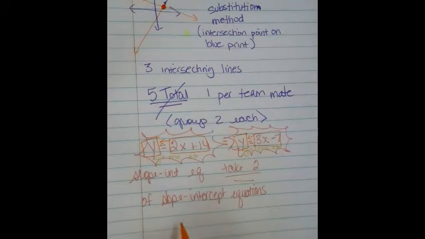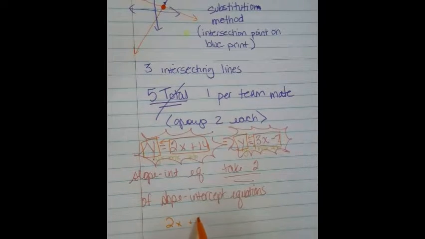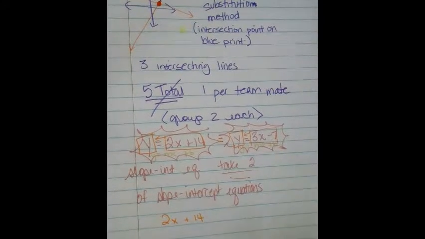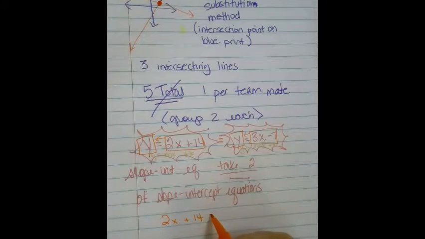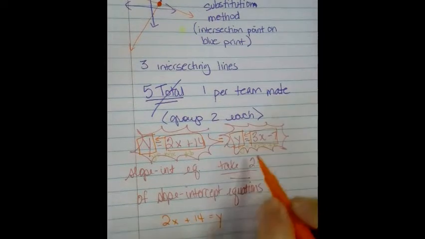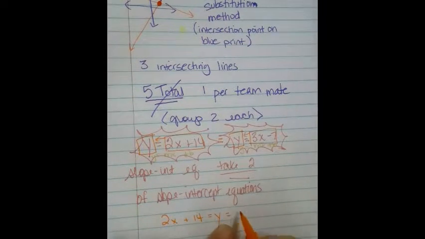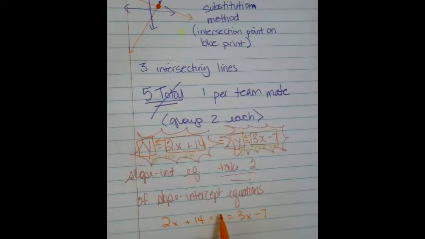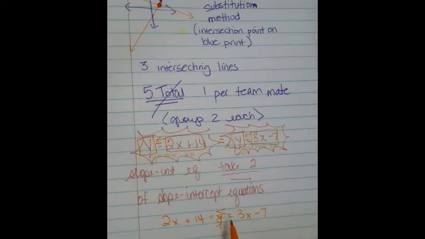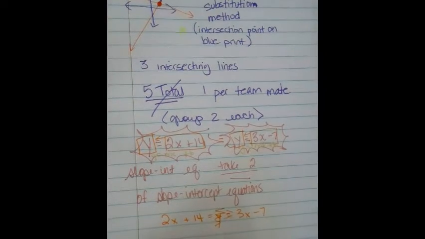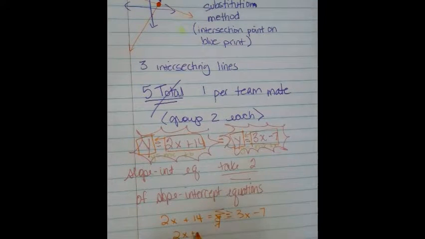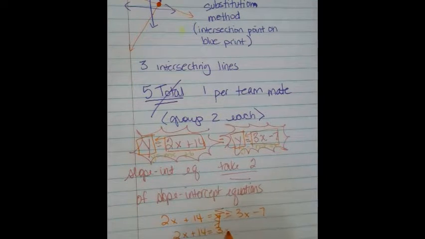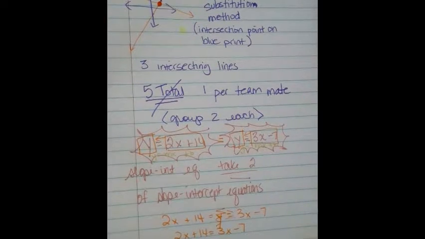Because if we wrote it like this, we could say that 2x plus 14 is equal to y, but then y is also equal to 3x minus 7. So let's save ourselves some messiness, and let's just do away with the y and the second equal sign. And now we just have 2x plus 14 is equal to 3x minus 7.